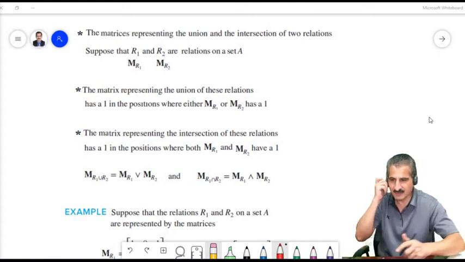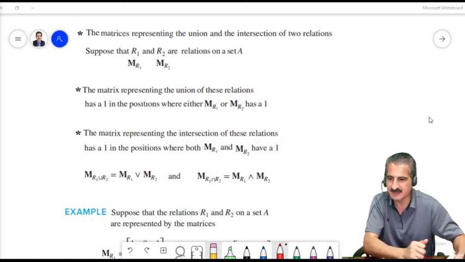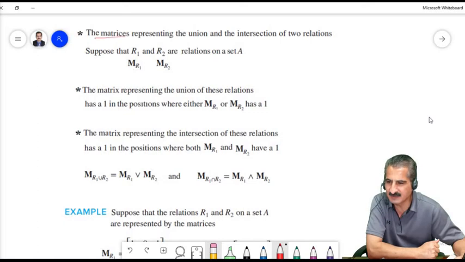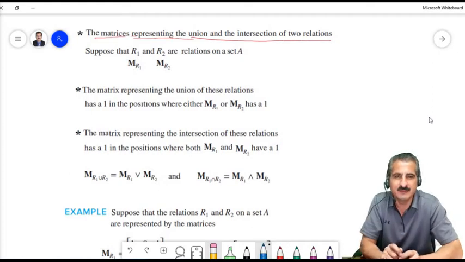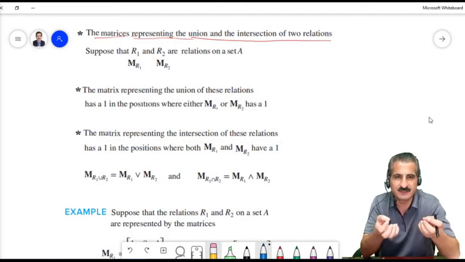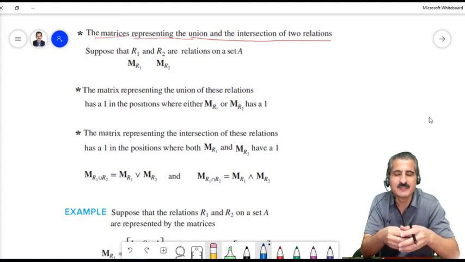Now let's go back to representing relations. So the matrices representing union and intersection of two relations. We want to see how this thing goes. We learned that if we have two relations from a set to another, or from a set to itself, then we can do operations on those relations. We can take the union of these two relations, and we can take the intersection. Remember, relations are subsets of A cross B, so they are sets, so we can define union and intersection.